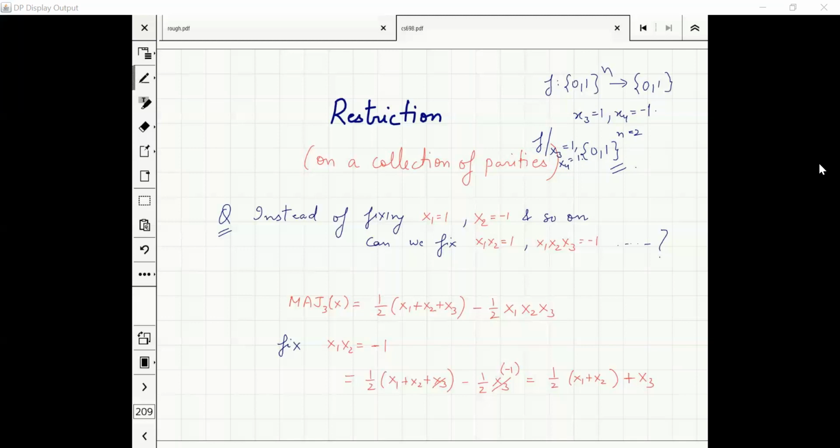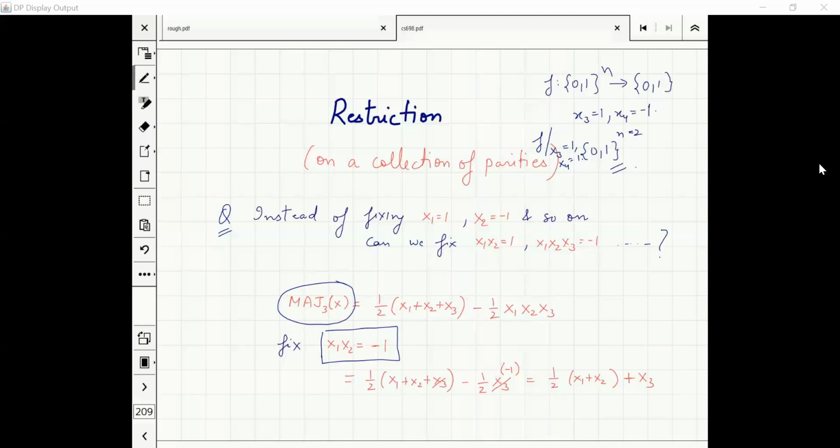Let's look at a simple question. You take a function, in this case, let's say majority on three variables, and then fix the parity x1, x2 is equal to minus 1. Correct. Now, going by our intuition of restrictions before, I should take the Fourier expression. Wherever I find x1, x2, I should substitute. What should I substitute? Minus 1. Minus 1, right?